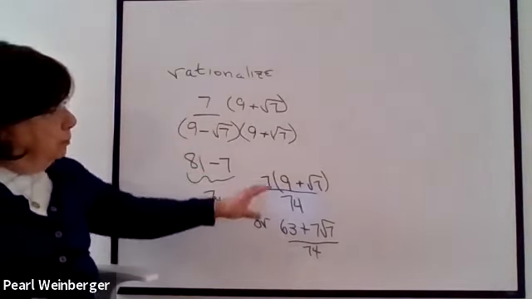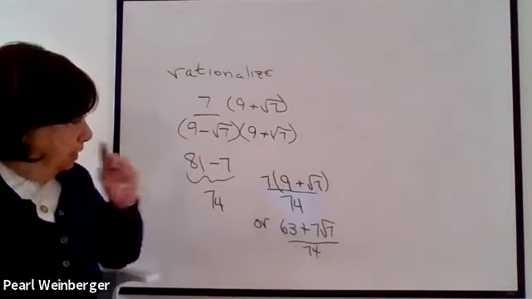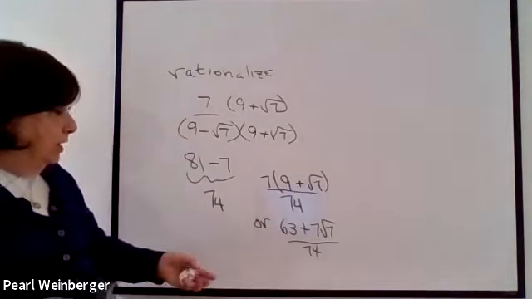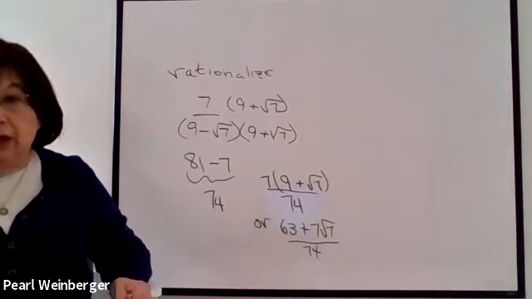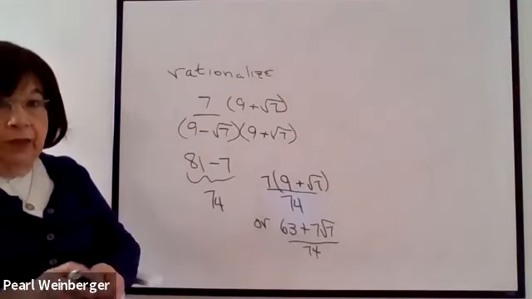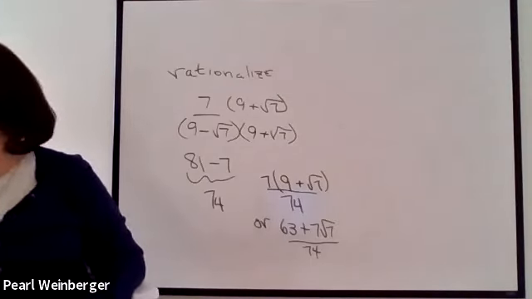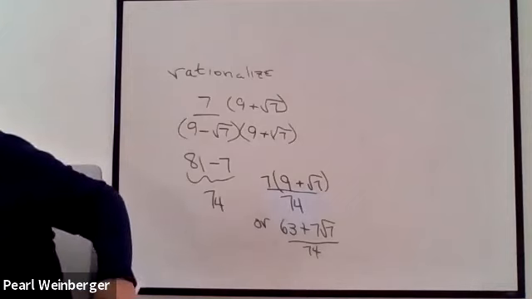So we have to be able to use either one or the other answer. They're both correct. But again, the whole point is to get the denominator without any radical in it. It's called rationalizing the denominator.